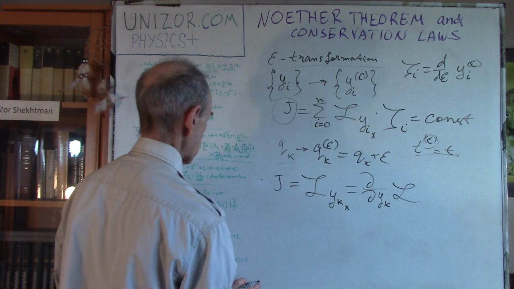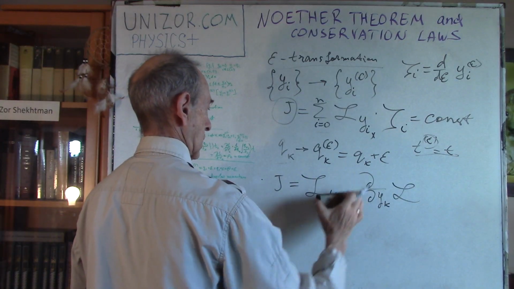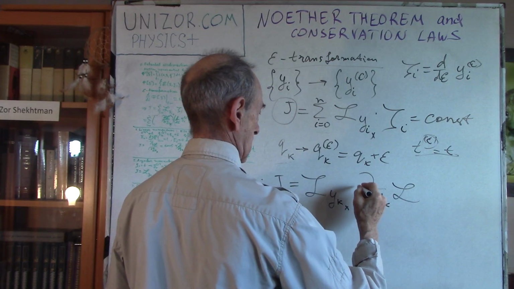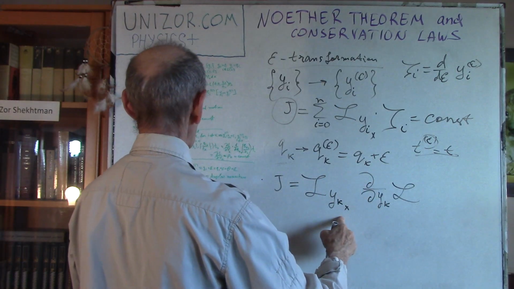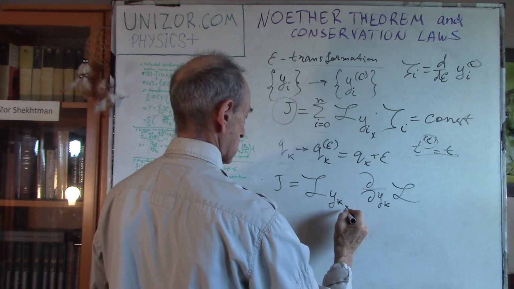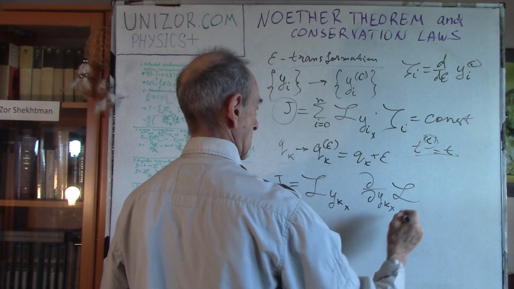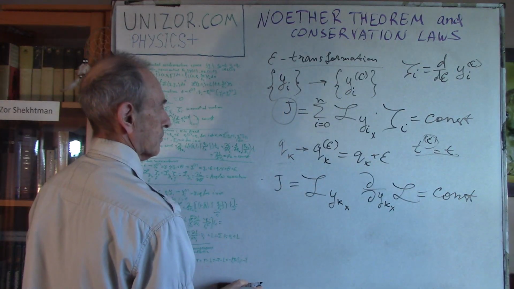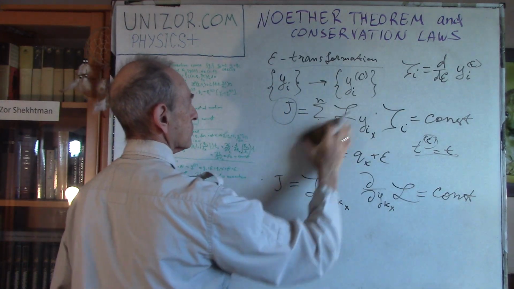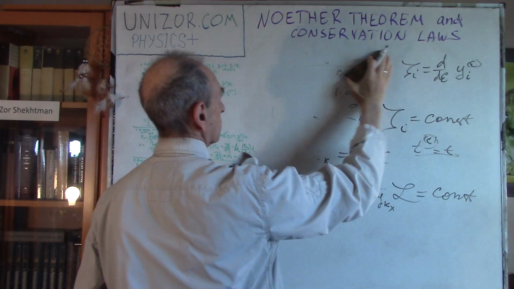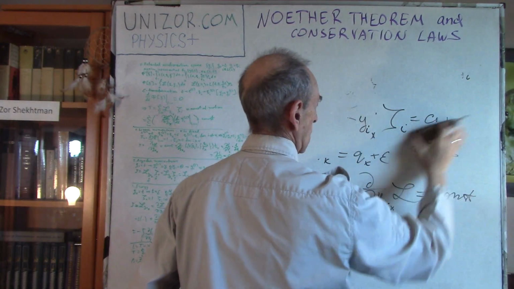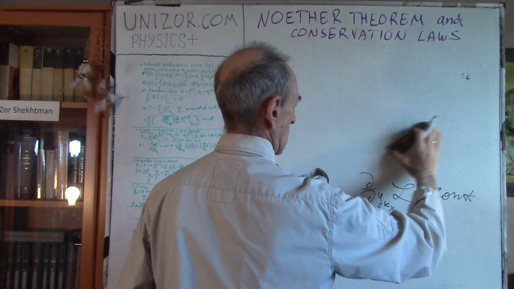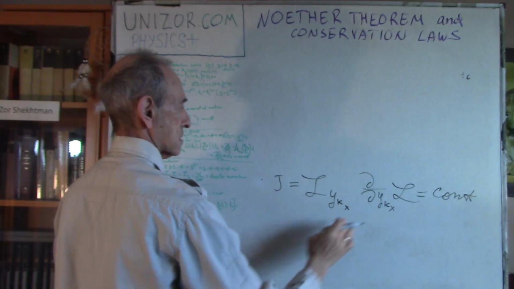Sorry, and then the derivative by kx, sorry, is constant. Yeah, that's what it means. Okay, and now considering that we know what function L is, let's just see what this thing means.